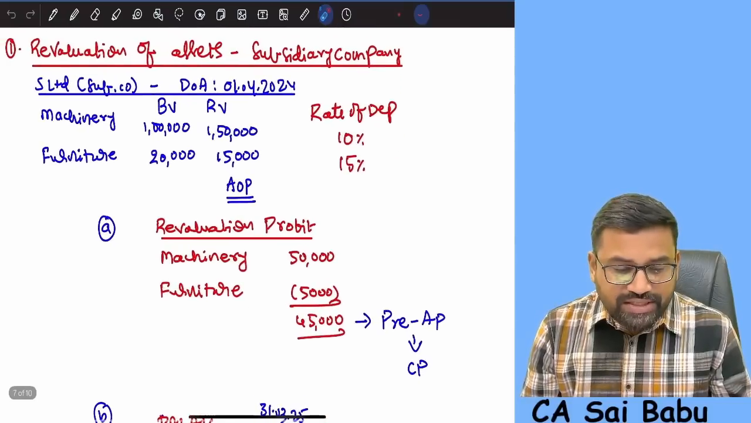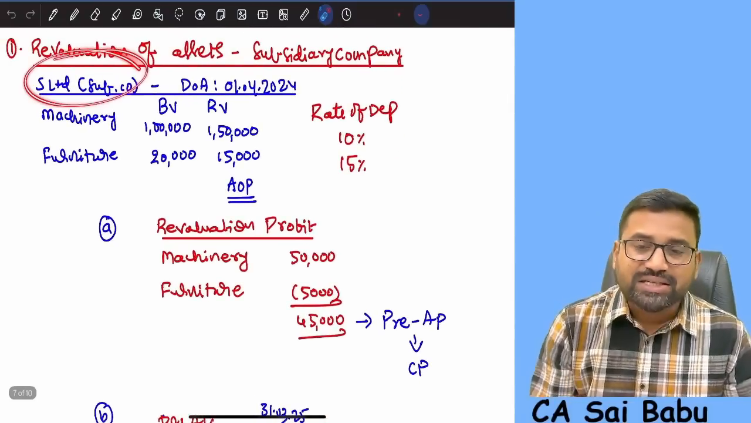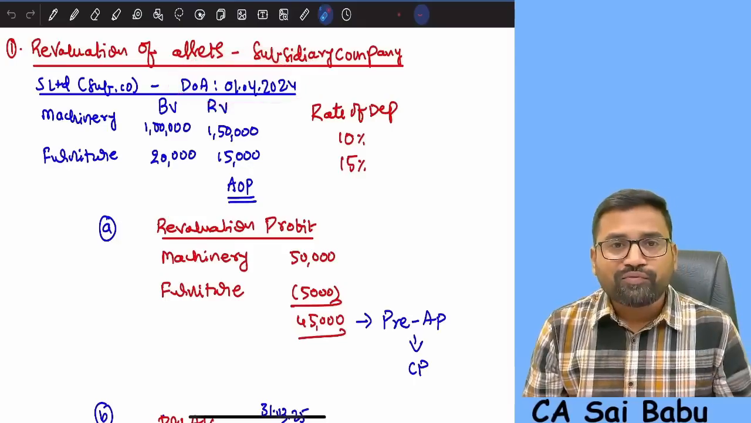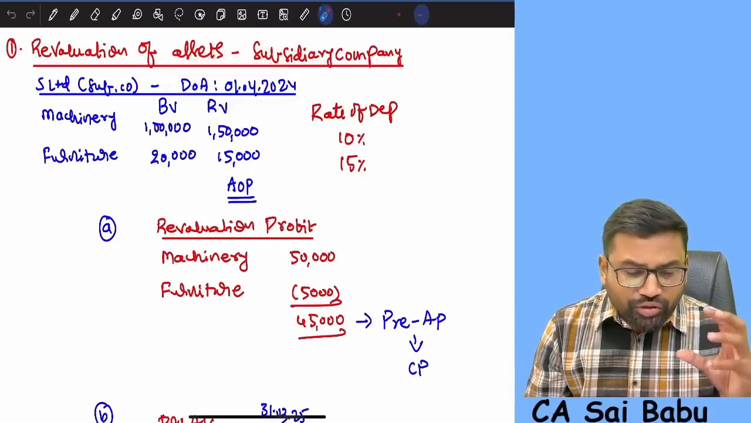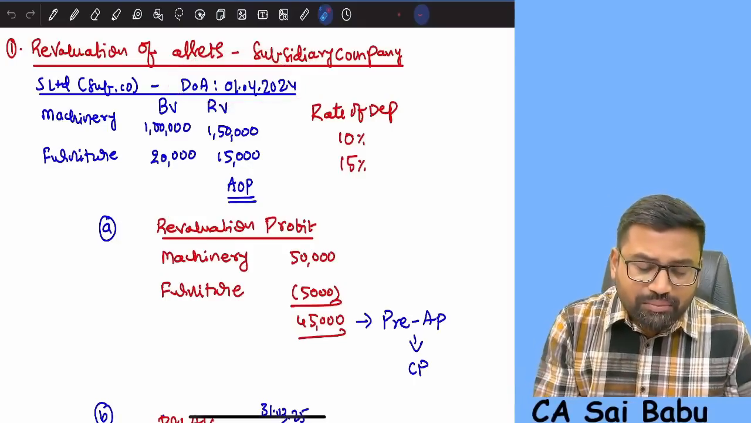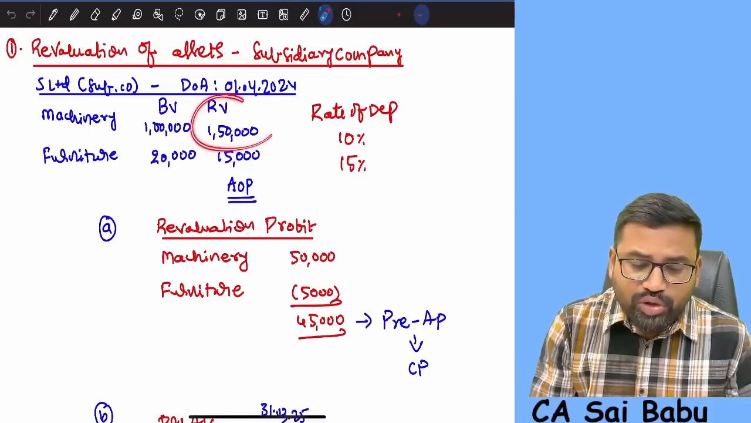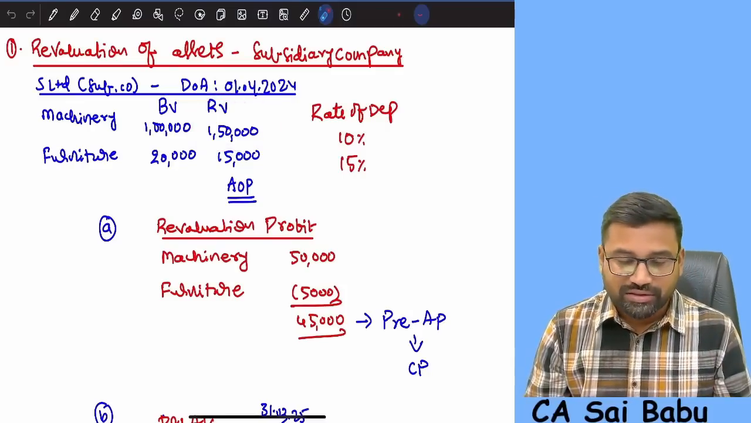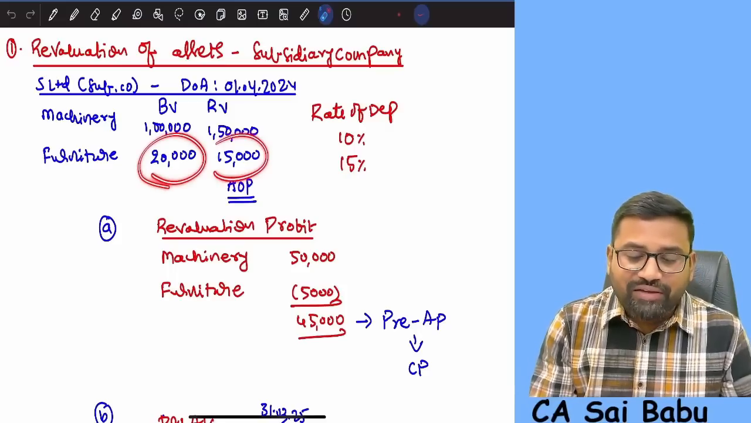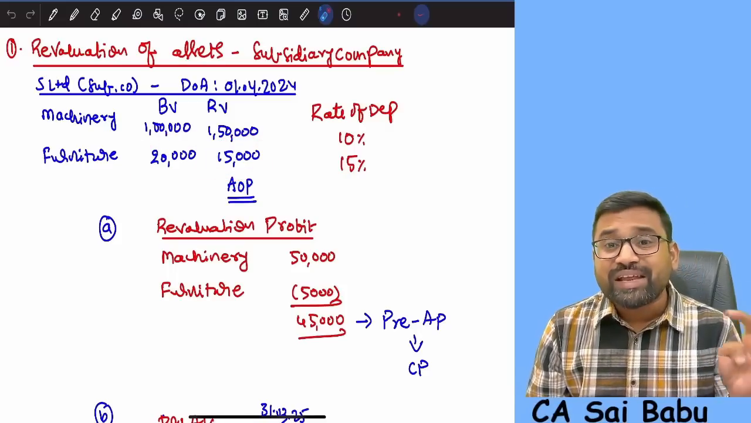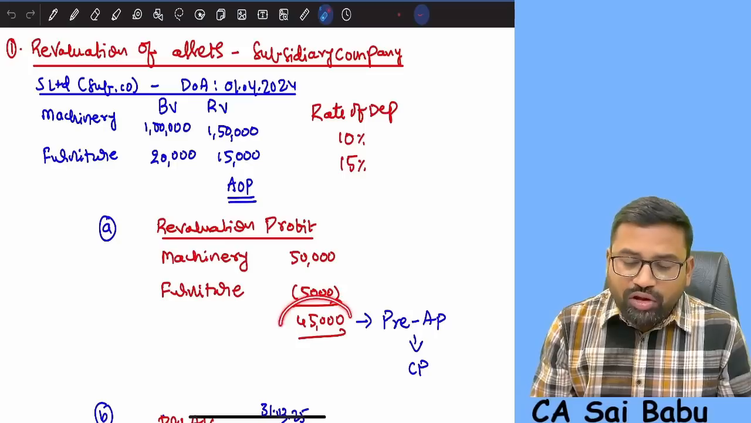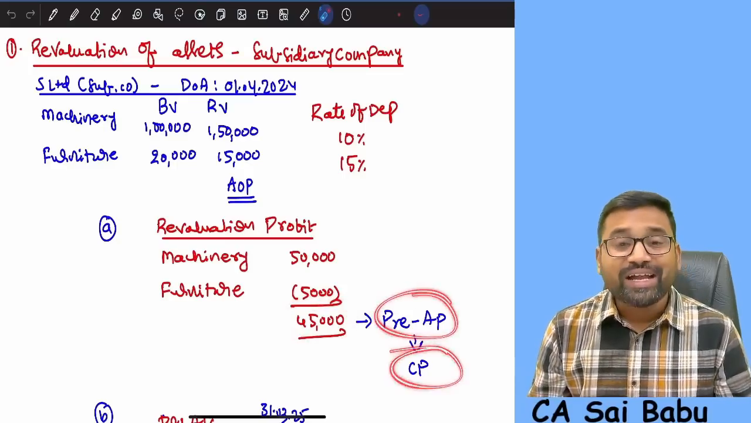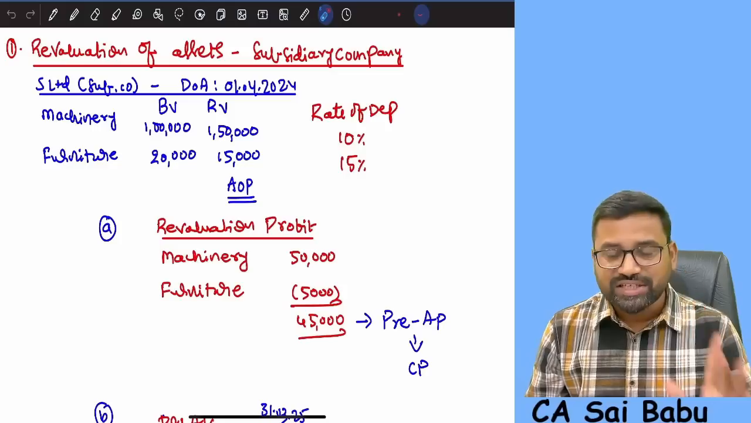For example, see this. There is a company S Limited, sir, a subsidiary company. This subsidiary company is acquired by the parent company on 1/4/2024. Now on the date of acquisition, the machinery book value is 1 lakh. Revalued amount is 1,50,000. That means how much increase? 50,000. That is revaluation profit. Furniture 20,000, sir, revalued to 15,000. That means there is a revaluation loss. So overall 45,000 is the revaluation profit, which will be treated as pre-acquisition profit and treated as capital profit. That is the first adjustment.